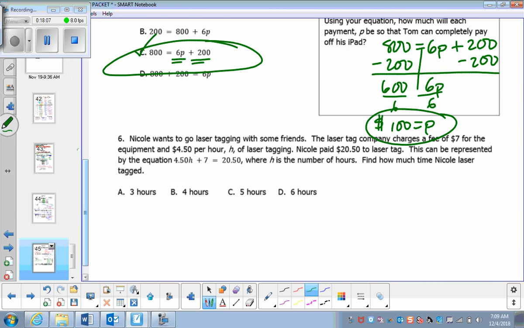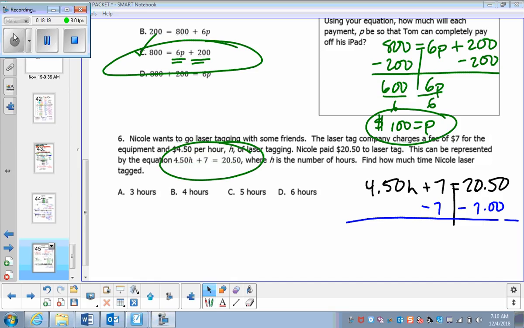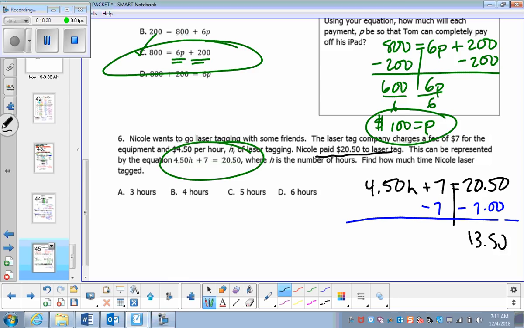And now for the last one about Nicole. All we have to do is solve the equation that we're given in the problem. Give me 1 sec to write that down. Sorry, so now I've got the equation written down. It's $4.50 per hour, and then $7 to rent the equipment, and Nicole paid $20.50. So y'all, I want to point out here that we are given the total. When we subtract the $7 from the $20.50, we get $13.50 left over. And if it's $4.50 per hour, we divide that by the $4.50, and we have now solved, and we get 3 hours.